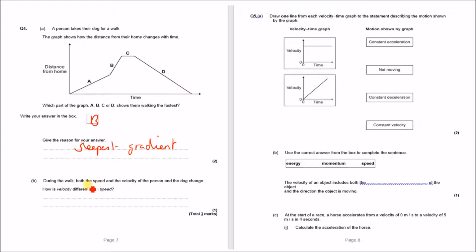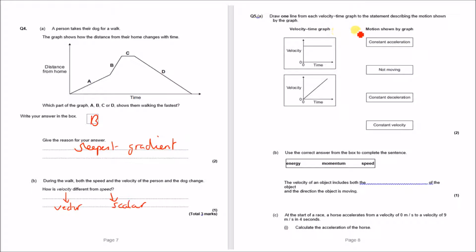During the walk, both the speed and the velocity of the person and the dog change. How is velocity different from speed? Well, I've just talked about this. Velocity is a vector and speed is a scalar. So look back at the video just on the last slide and you can see what those things mean.